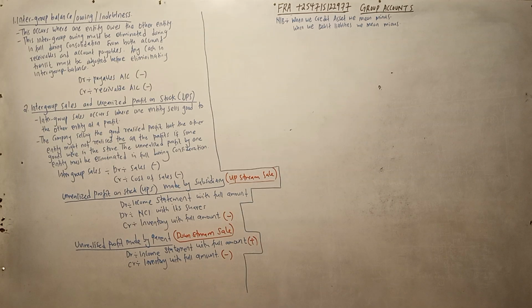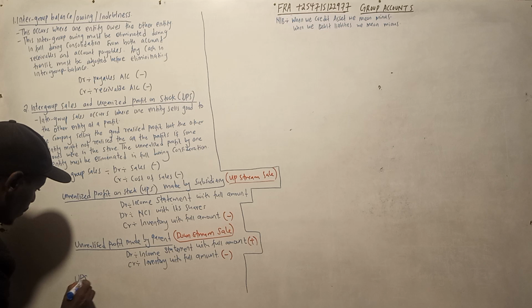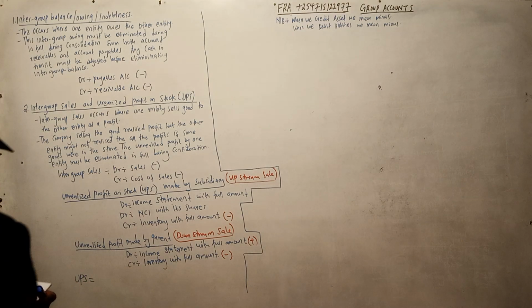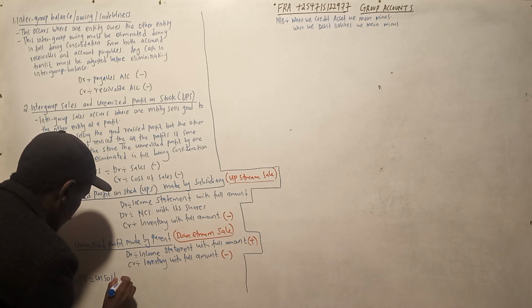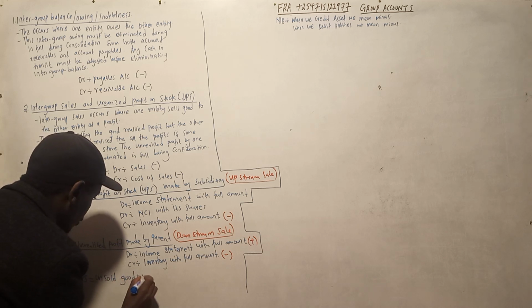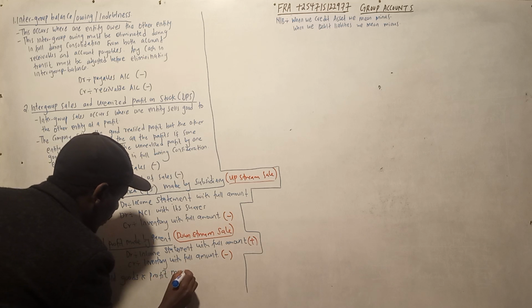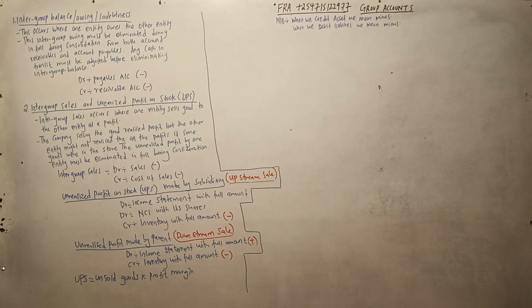Before we continue, we need to know how to compute the UPS. This is how you get the UPS, the unrealized profit on stock. UPS is equal to unsold goods times profit margin.